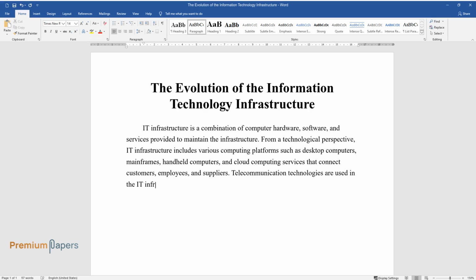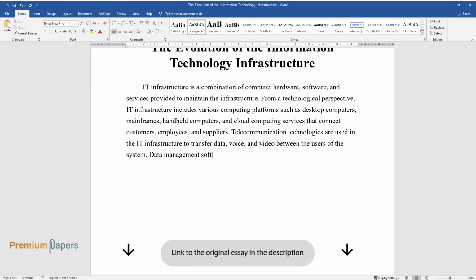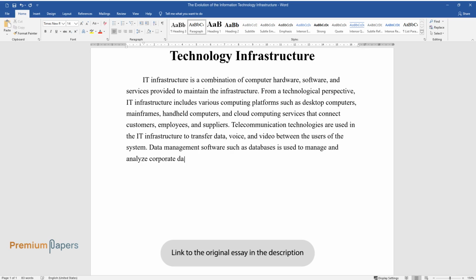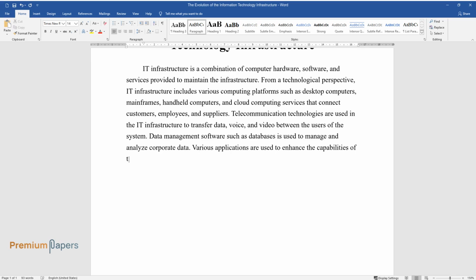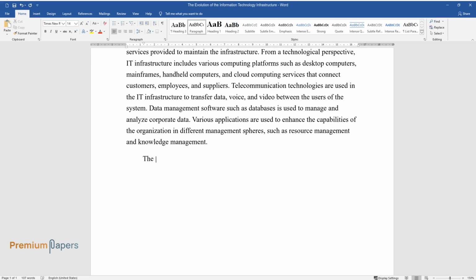Telecommunication technologies are used in the IT infrastructure to transfer data, voice, and video between the users of the system. Data management software such as databases is used to manage and analyze corporate data. Various applications are used to enhance the capabilities of the organization in different management spheres, such as resource management and knowledge management. The service perspective includes the efforts of the IT team in 4 different aspects.